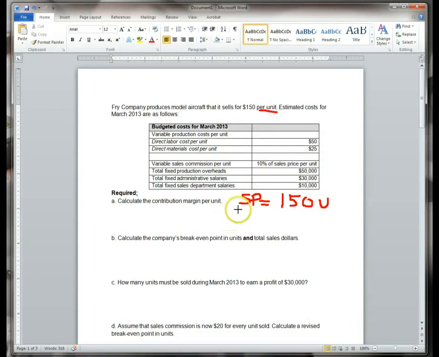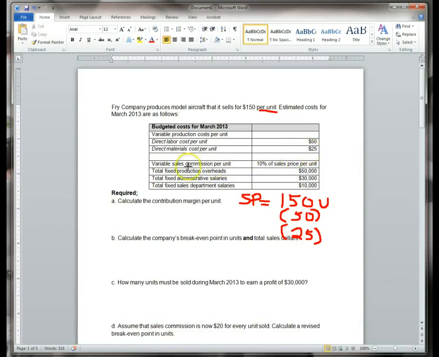So then you subtract the variable cost per unit. We have a couple variable costs per unit, right? We have $50, which is your direct labor cost per unit. We have $25, and a lot of students that get this question wrong stop there. Some students just get the 50. And that's of course right there.